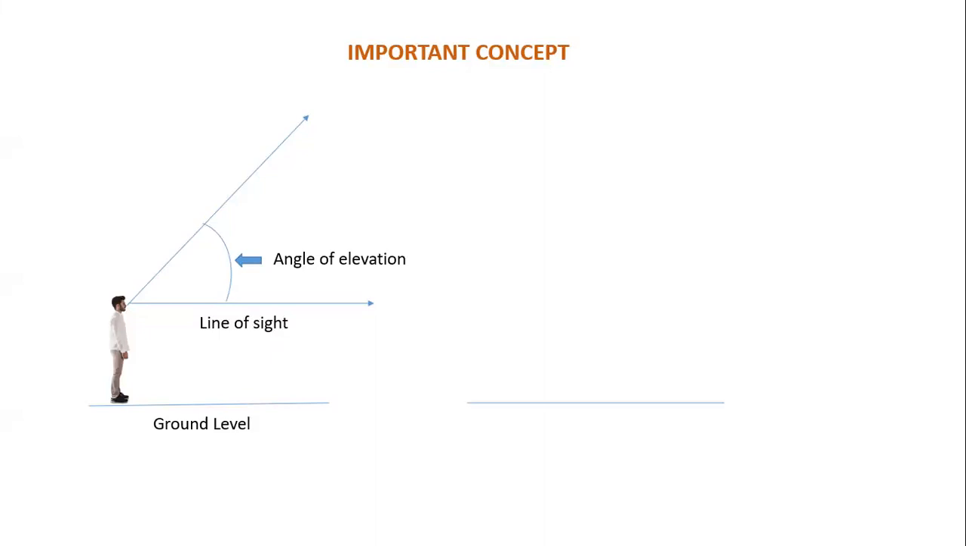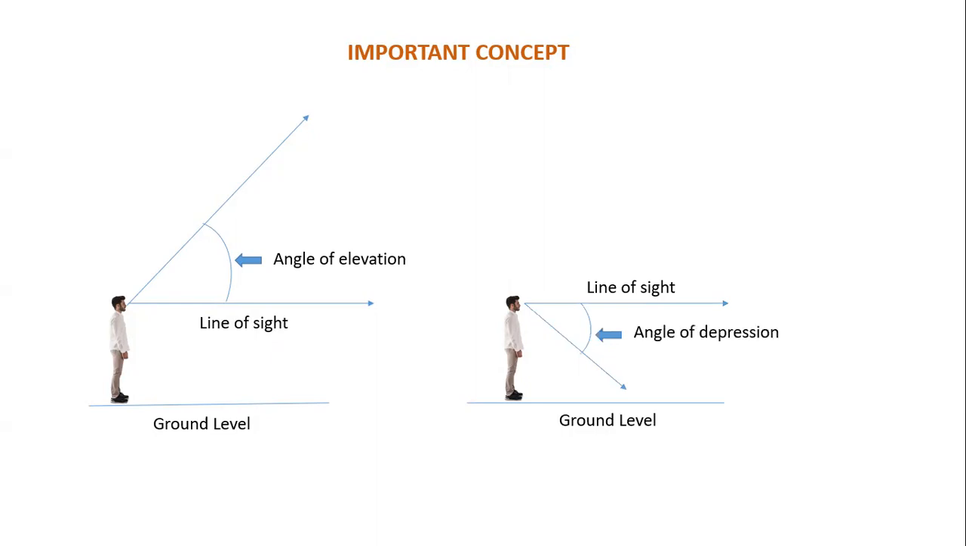Again, one more concept is there. This is the ground level, with a man standing, and this is the line of sight. He looks at something which is down on the ground. This angle is called the angle of depression. You can remember that D means depression, and E means elevation, upwards. These two concepts are used, and this is the basic thing you should know: what do you mean by angle of elevation and what do you mean by angle of depression?